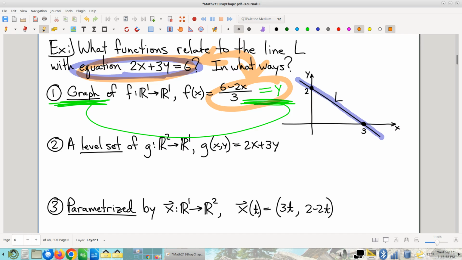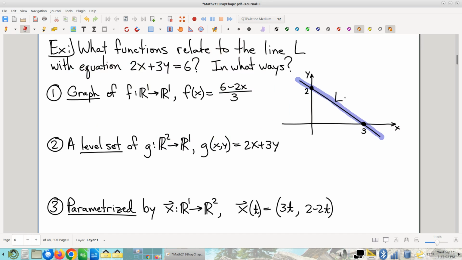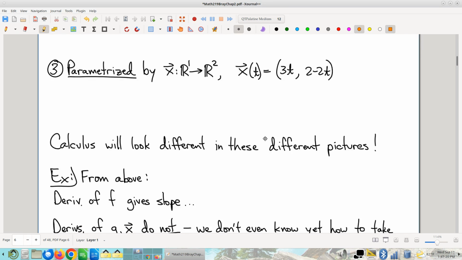Okay, so make sure to use the right function for the right purpose. And again, we haven't yet developed any calculus of any kinds of constructions, right? But as we go through and develop calculus of graphs, calculus of level sets, etc., make sure to file those appropriately in your mind and use them appropriately.